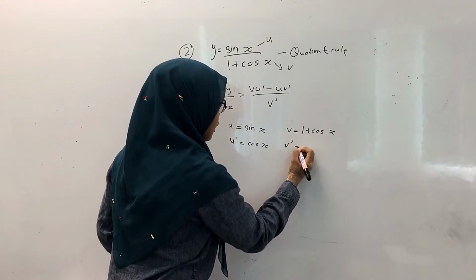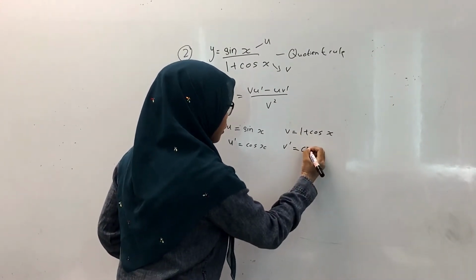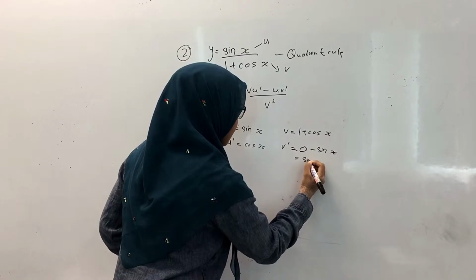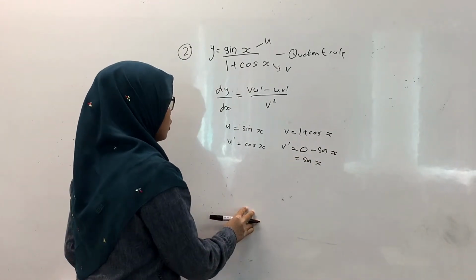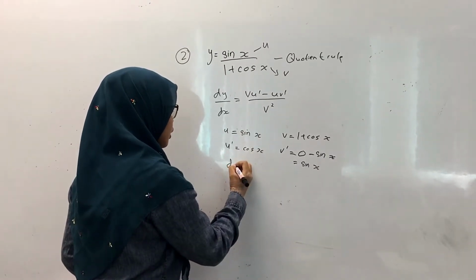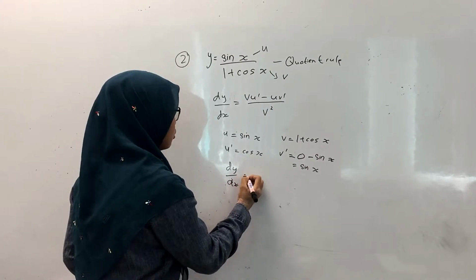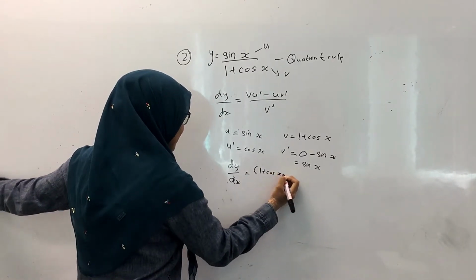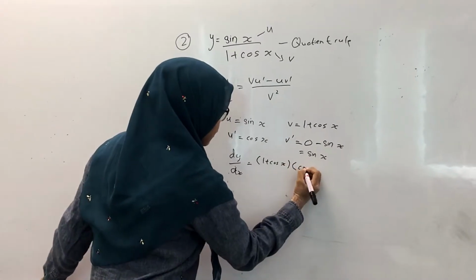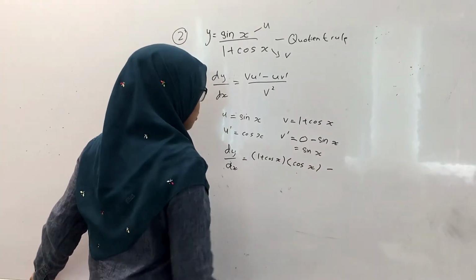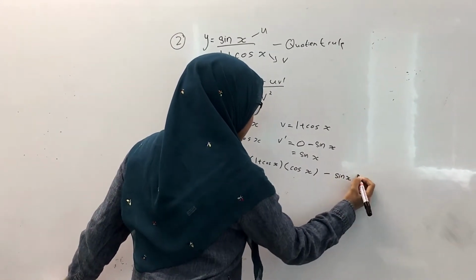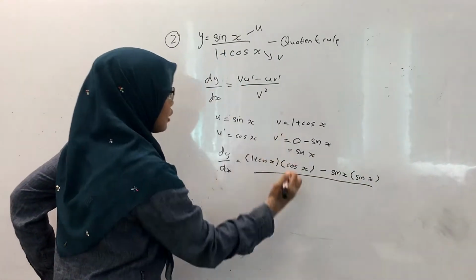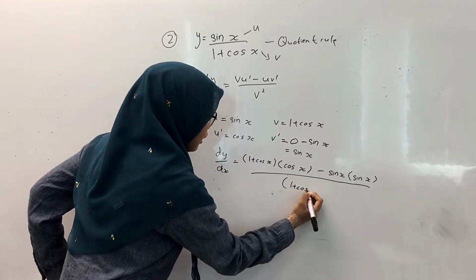So after we differentiate, this one will be 0, and cos x will be negative sin x. So basically it will be sin x for v prime. By applying this formula, we write down dy/dx equals v, 1 plus cos x, and u prime will be cos x, minus u times v prime, sin x, over v squared, 1 plus cos x to the power of 2.